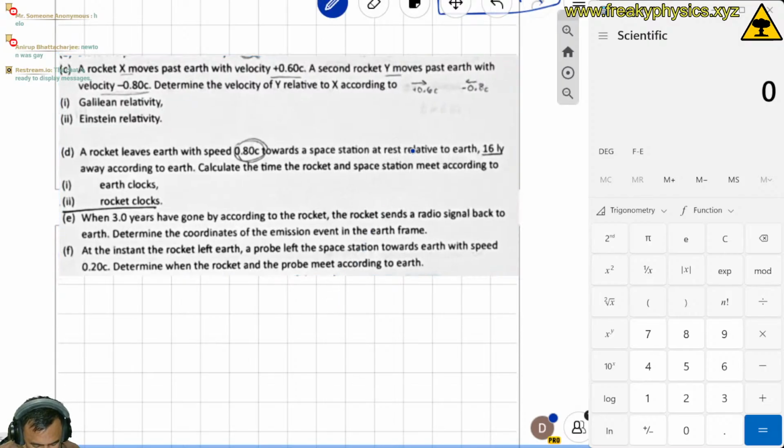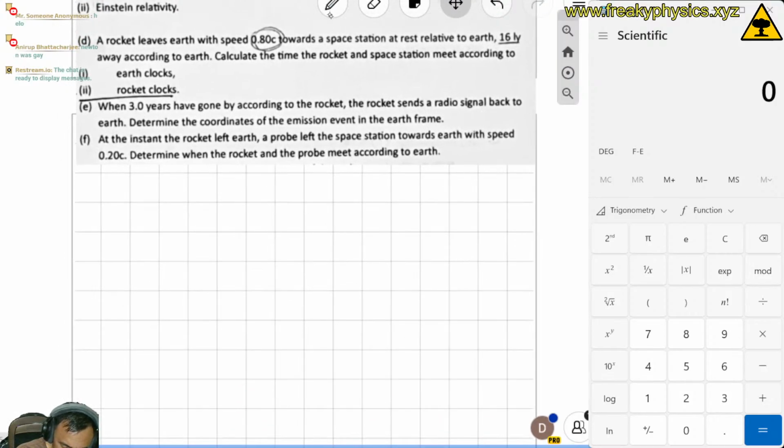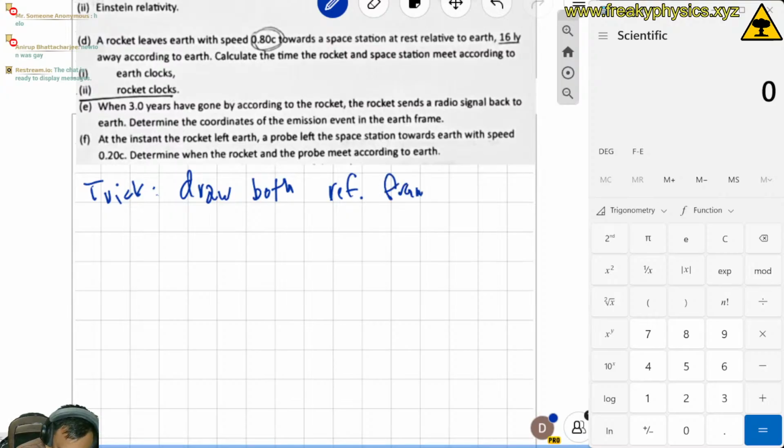Before we do this, when it comes to calculation, can I show you a quick trick? The trick here, whenever we're doing relativity and we're doing calculations, is that you're going to have to look at both reference frames. So the trick: draw both reference frames. This is going to make it easier to see what's happening. So let's do it.